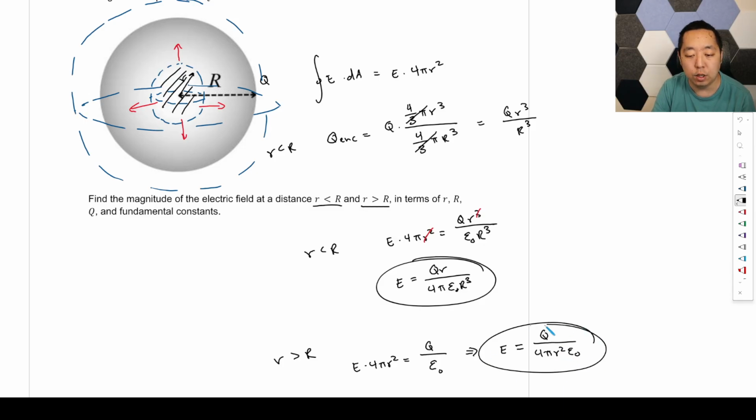And notice a couple of things. Inside the sphere, the electric field grows as you get further away from the center, but then outside of it, it drops off as 1 over r squared in terms of the dependency on little r, because all the other values are constant. Okay? And so that's kind of like examples of how you apply Gauss's law.